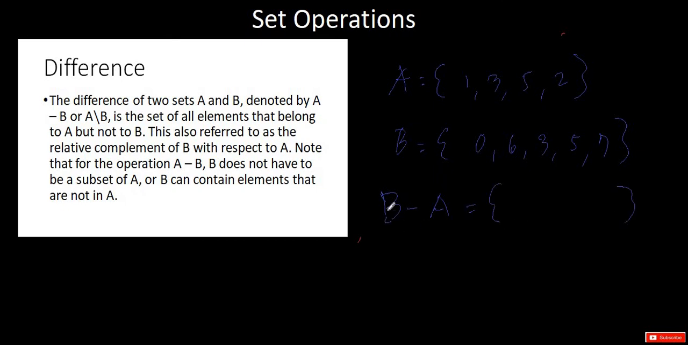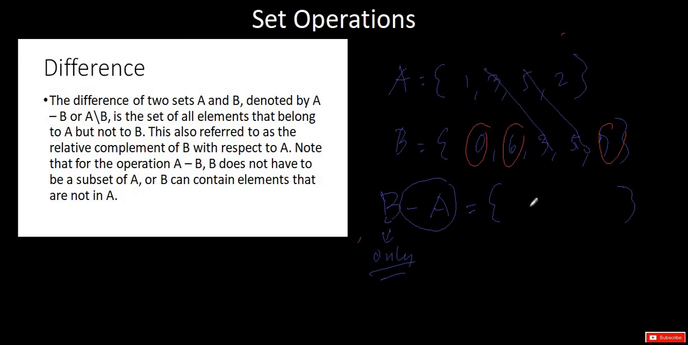Okay, so here we are going to list the elements of set B only, B but not A, or take away the elements of A from set B. So take away 3 from B, take away 5 from B. So what are the remaining elements for set B? We have 0, 6, and 7. So therefore, the result of the operation B minus A are the elements 0, 6, and 7.